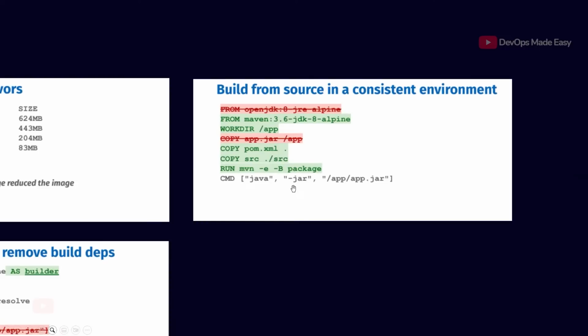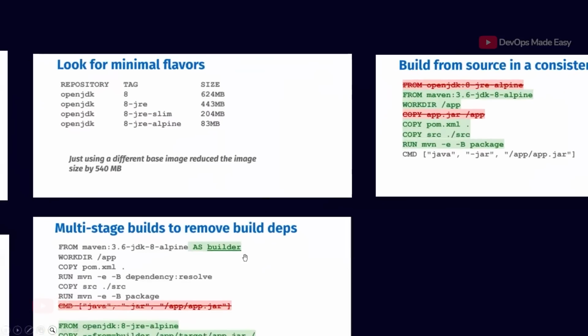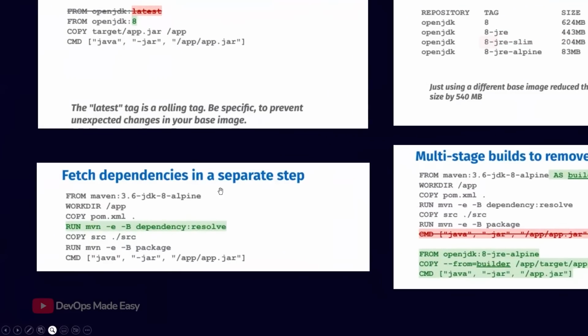But what Docker recommends is, instead of copying the artifacts from your local machine into the image, build them within the image and then use multi-stage builds to further reduce the size of the images. Then fetch dependencies in a separate step, as I already said.